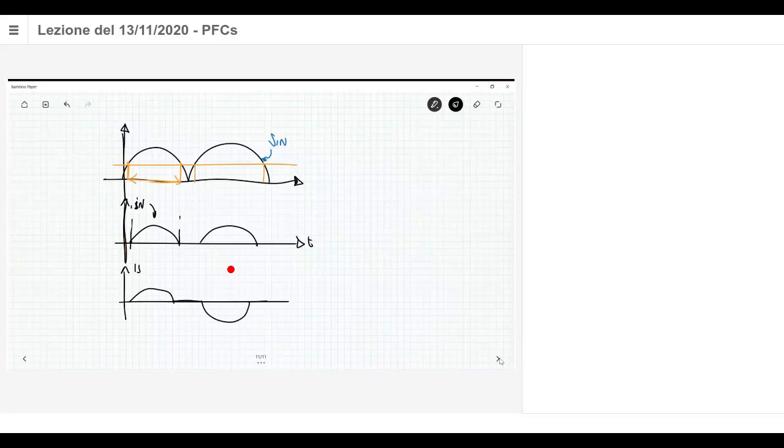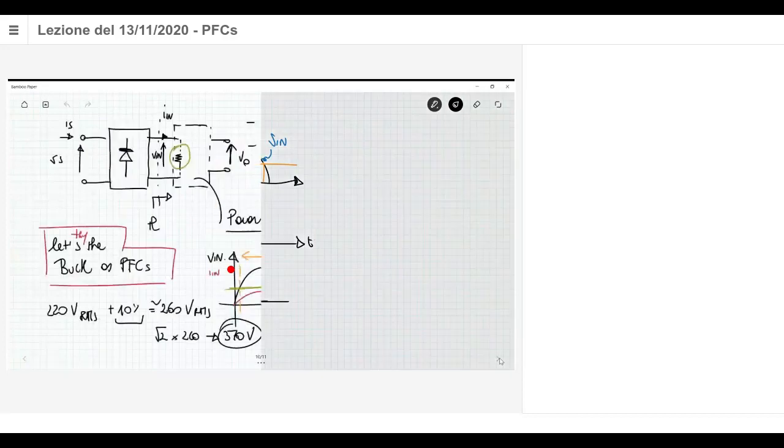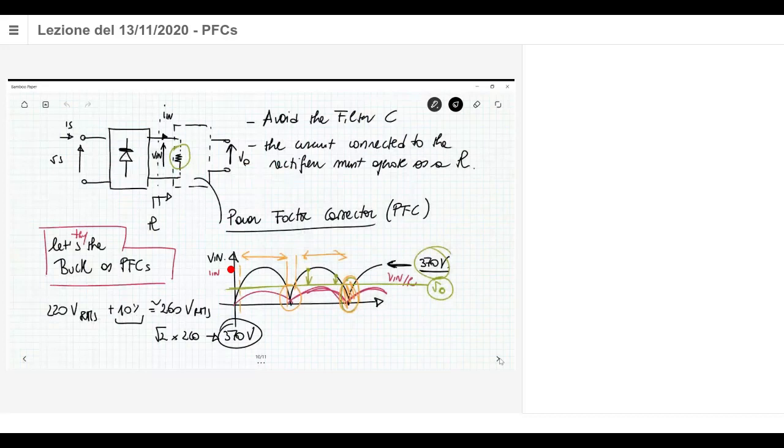So the buck could be a candidate for power factor correction when you are able to make a control that makes the current I in exactly sinusoidal like V in, in order to have an input resistance here. But as a matter of fact, this is not possible.